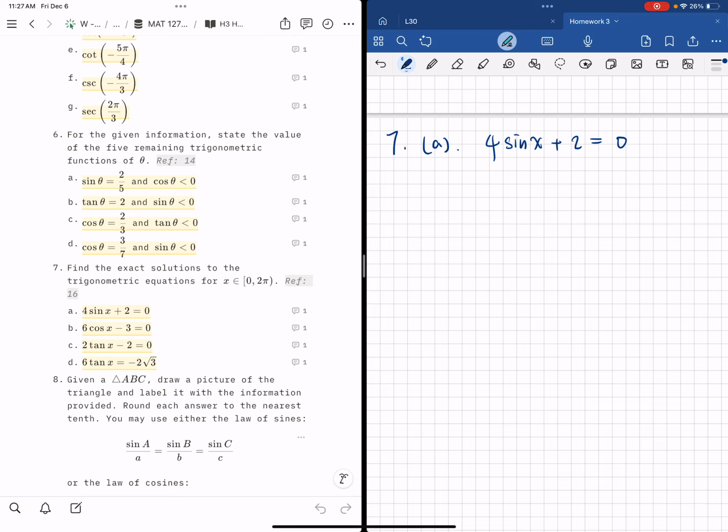So for this one, we are going to do inverse operations. The inverse operation in this case will be to subtract 2 first, right? I'm not going to use color, I'm just going to do it right here just to save some time. So subtract 2 from both sides. I got 4 sine of x equals negative 2. And then I divide both sides by the coefficient of sine, which is 4. And I got that sine of x is negative 1/2.